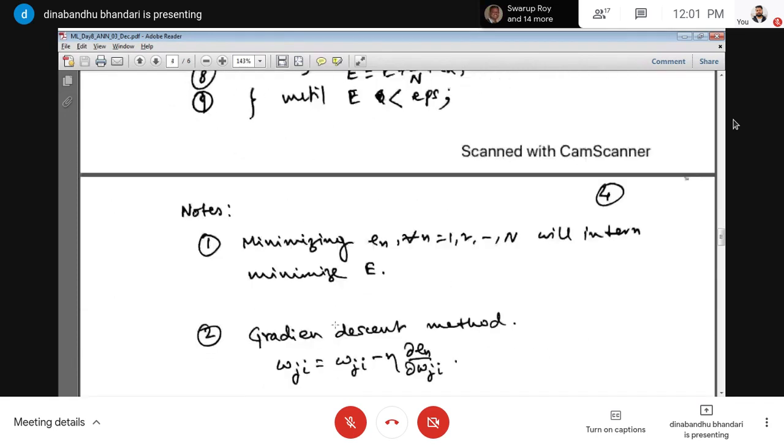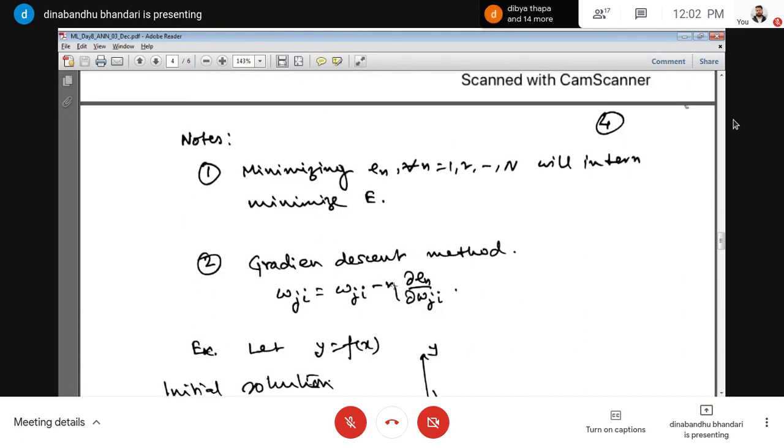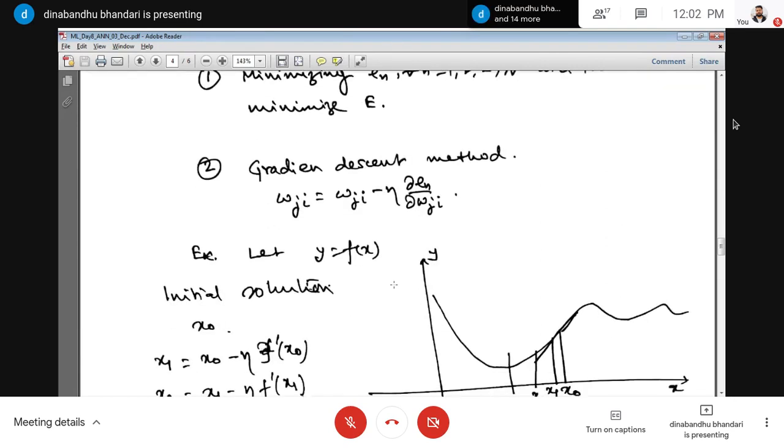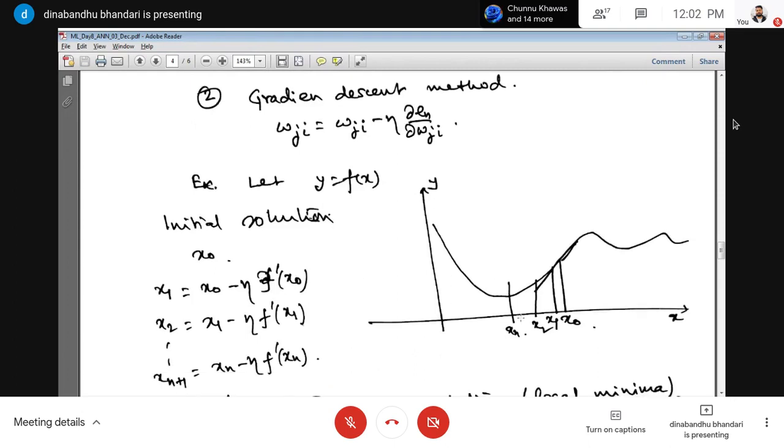Okay, so here minimizing En for all n from 1 to N will in turn minimize capital E. This is the gradient descent technique, and I'll quickly explain the mathematics of it. Some of you may know it, but for completeness I want to explain what it actually is. It is a technique we studied maybe in the first or second year of our graduation course in numerical methods. The technique is very simple.